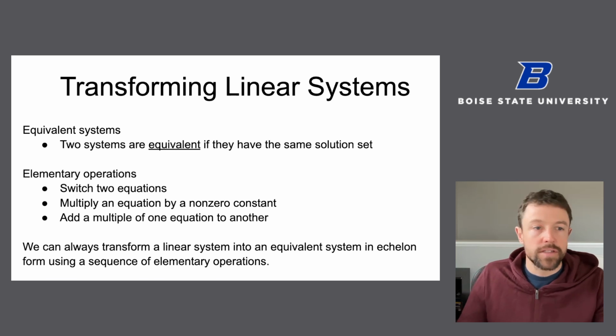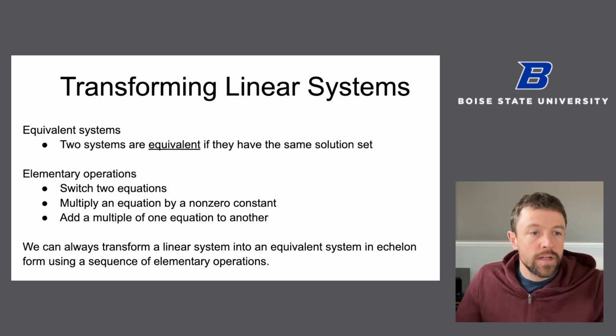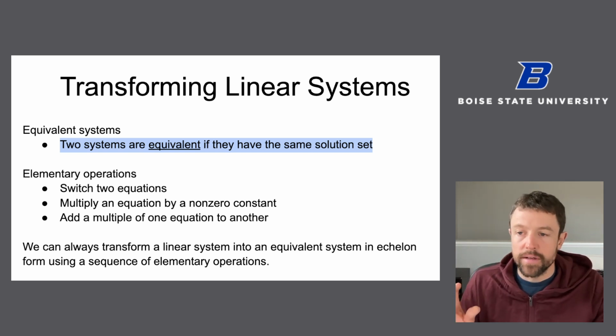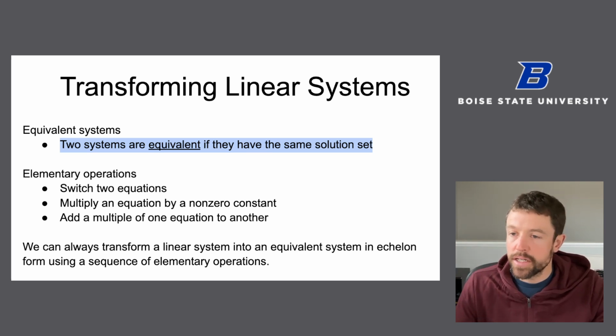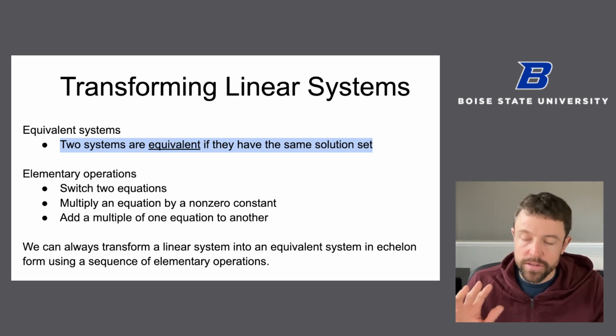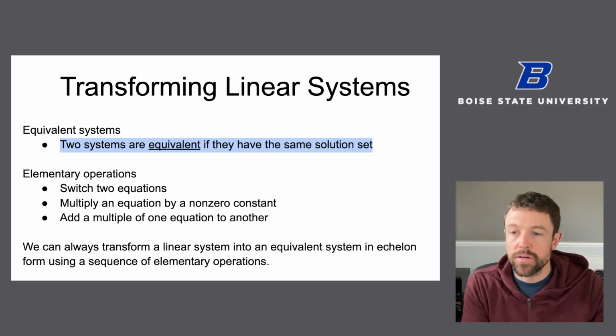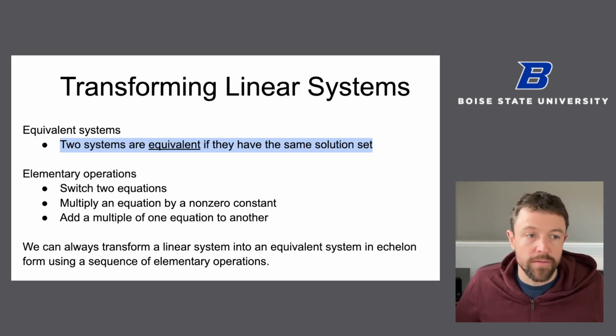So I want to transform linear systems. Two systems are equivalent, we'll say, if they have the same solution set. So if the same values of the variables, maybe in this case we're looking at an equation in x, y, and z, two systems are equivalent if the same triples of x, y, and z make both equations true. So anything that makes the first set of equations true also makes the second set of equations true, and vice versa. Any set of triples that makes the second system true also makes the first system true. That's what it means for two systems to be equivalent.